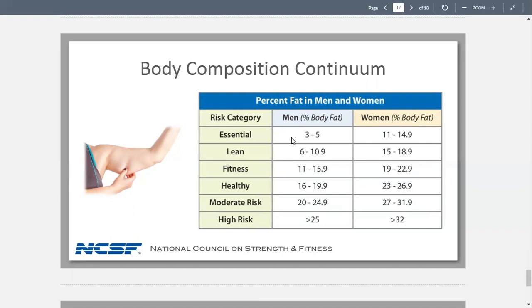Healthy would be 16 to 19.9 for men and 23 to 26.9 for women. You're at a moderate risk for a lot of diseases when you get to 20 to 24.9 for men and 27 to 31.9 for women. And you're at high risk when you're over 25% fat for men and 32% for women.